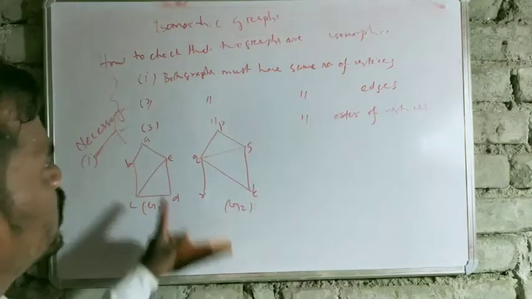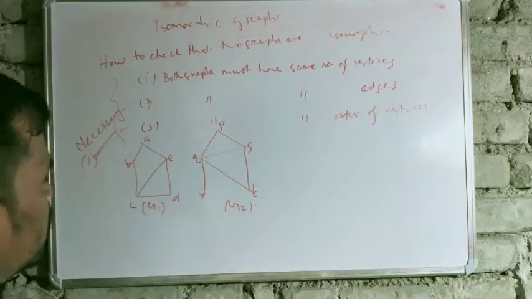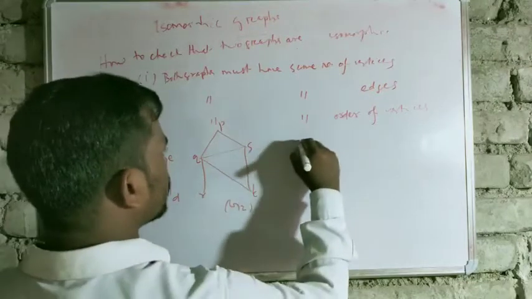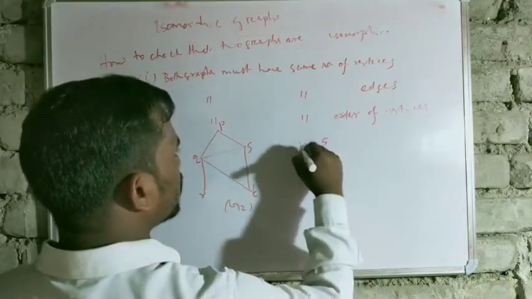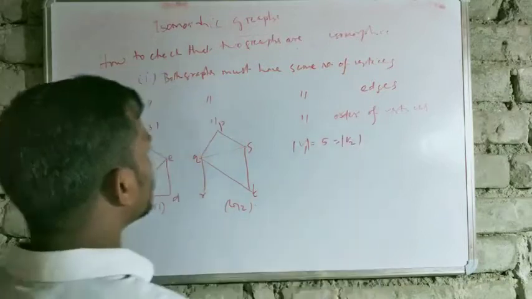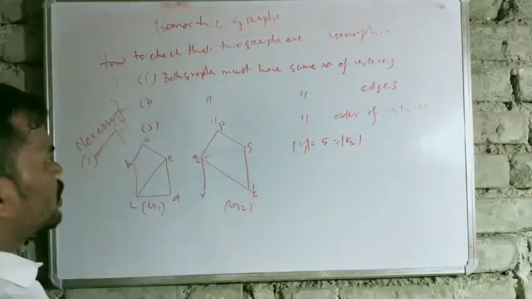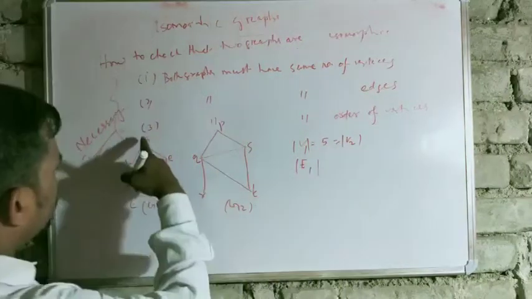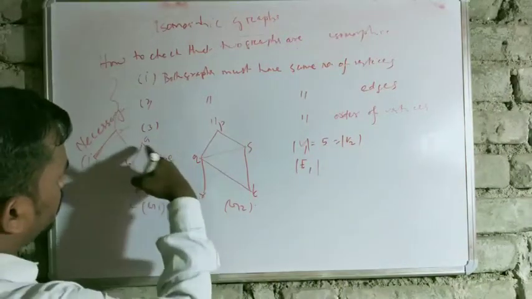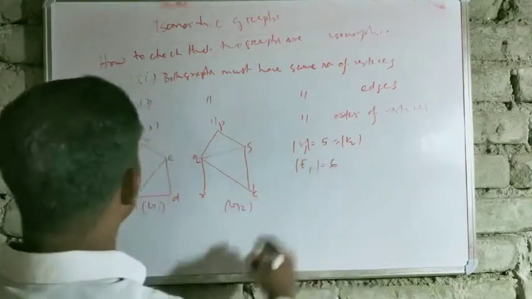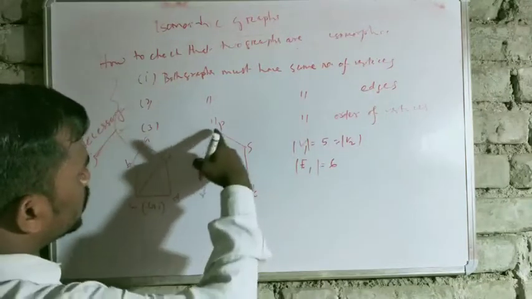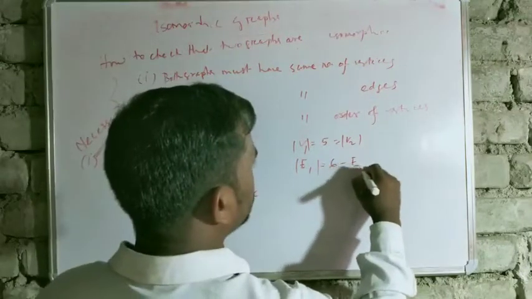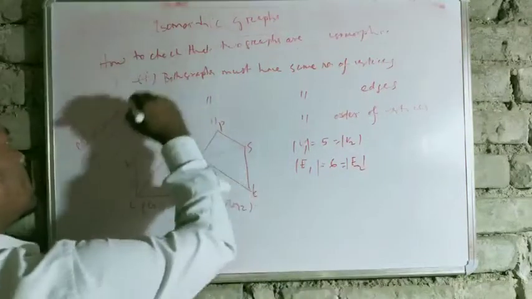How will you show that these two graphs are not isomorphic? Okay. So if you see the number of vertices, both have 5 vertices, because mod of V1 is 5 and mod of V2 is 5. And if you consider the number of edges, here the number of edges is 1, 2, 3, 4, 5, 6. Number of edges is equal to 6. Here also 1, 2, 3, 4, 5, 6. Number of edges is also same. That means both conditions are satisfied.